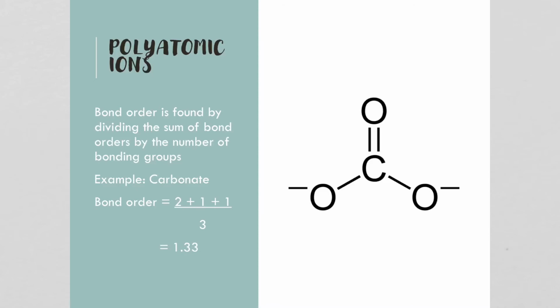So to find out the bond order for a polyatomic ion, you divide the sum of bond orders by the number of bonding groups. So if we look at carbonate here, we have a bond order of 2 here, a bond order of 1, and a bond order of 1. So we add them all together and divide by the number of bonds, and we find out that the bond order is 1.33.